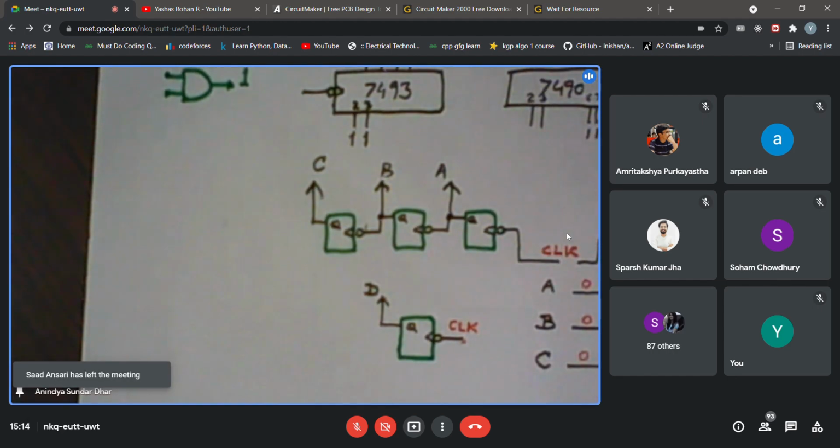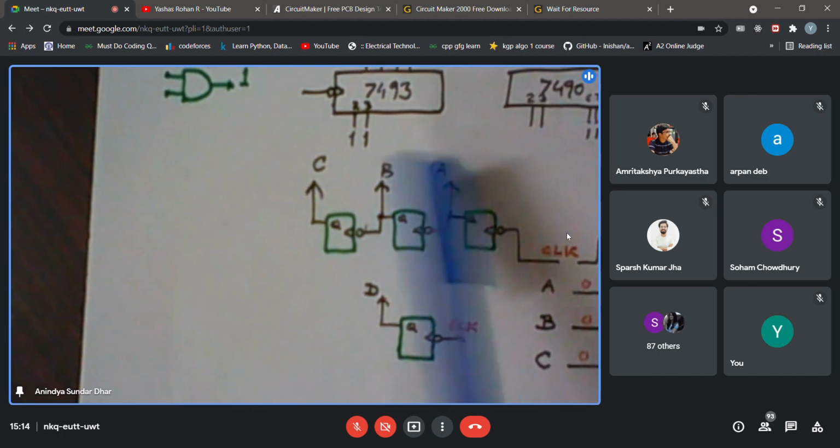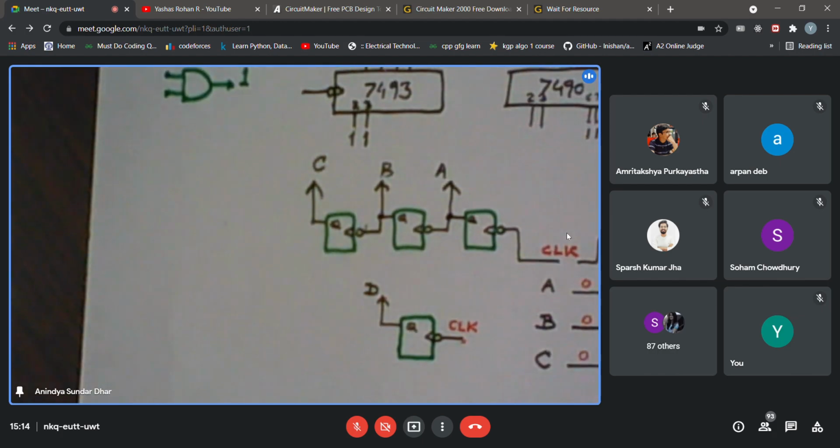Now, whoever has shared the screen or otherwise, if you can tell me, in that 7493 whatever is given in the simulator, what is the name given to the input of this clock and the other clock? Rather than ABCD, they are calling it Q0, Q1. So which one is what? If anyone is having it, you can share the screen once again.